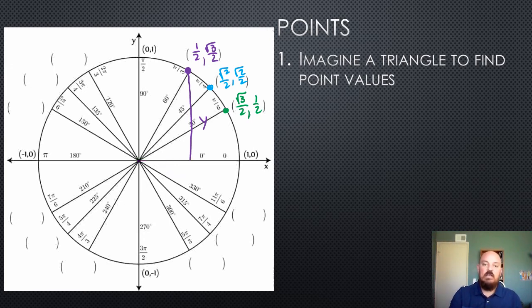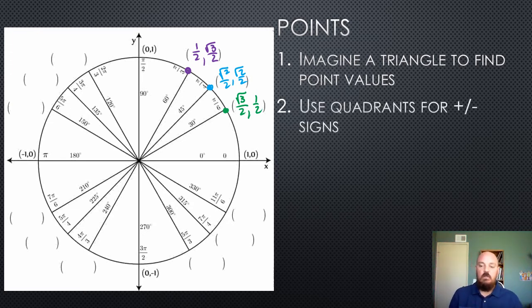So now we're kind of understanding where these numbers come from. Instead of just memorizing, oh, this one is 1/2 comma root 3 over 2, and this one is that, and this one is that, we're understanding where those points come from. Now, I did the first quadrant, which is the easiest one because everything's positive. If you're in a different quadrant, it's the exact same thing. Just know your plus minus.